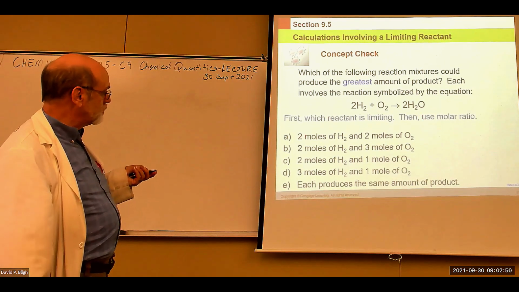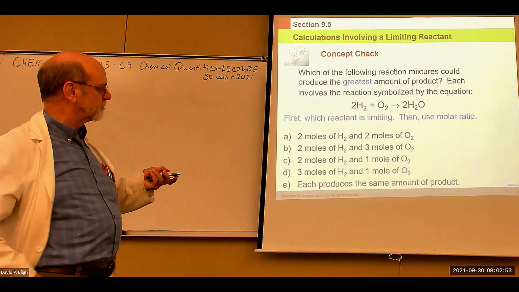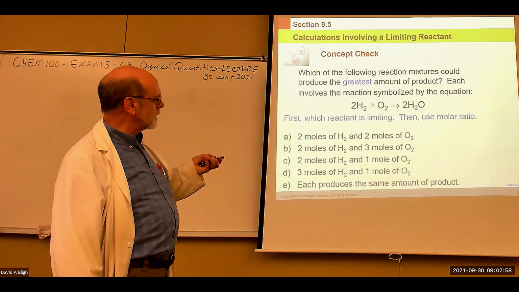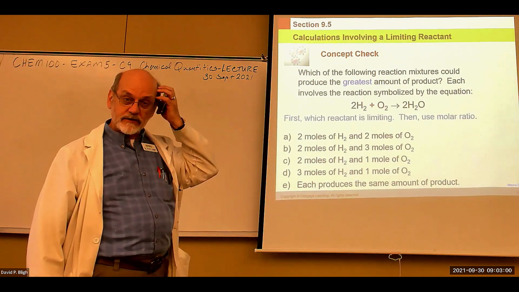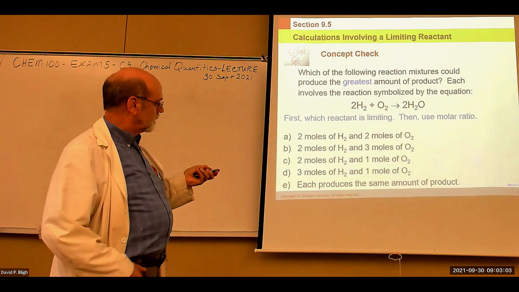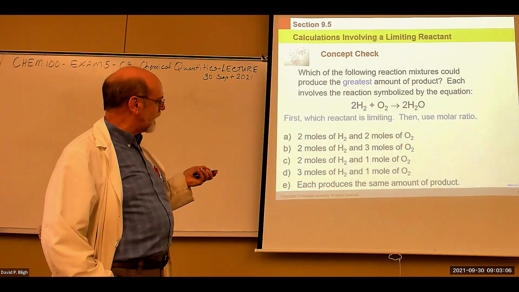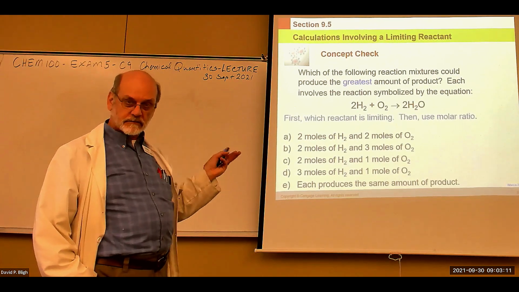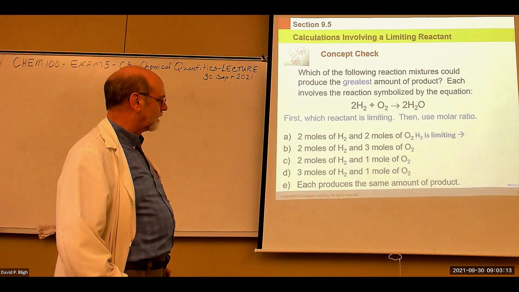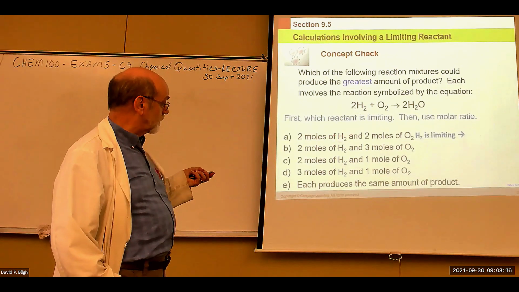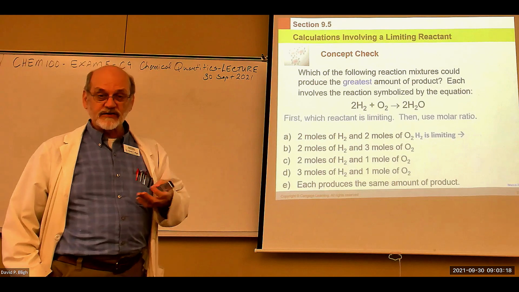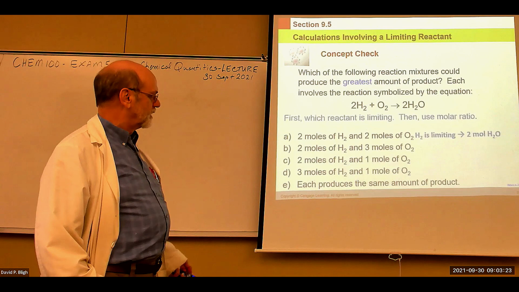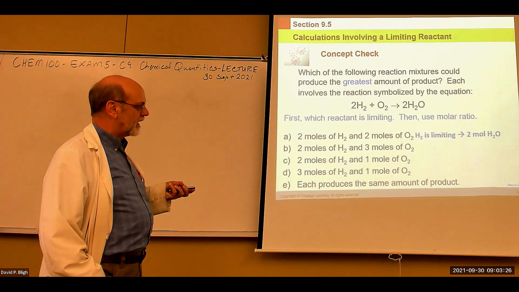All right. If you have 2 moles of hydrogen and 2 moles of oxygen, look at it this way. How many moles of oxygen do you need for each 2 moles of hydrogen? You only need 1, correct? So oxygen is in excess, and 2 moles of hydrogen is going to produce how many moles of water? Well, 2 to 2, right? So hydrogen is the limiting one. You have an extra mole of oxygen that's not being used. So we produce 2 moles of water, and hydrogen is limiting.